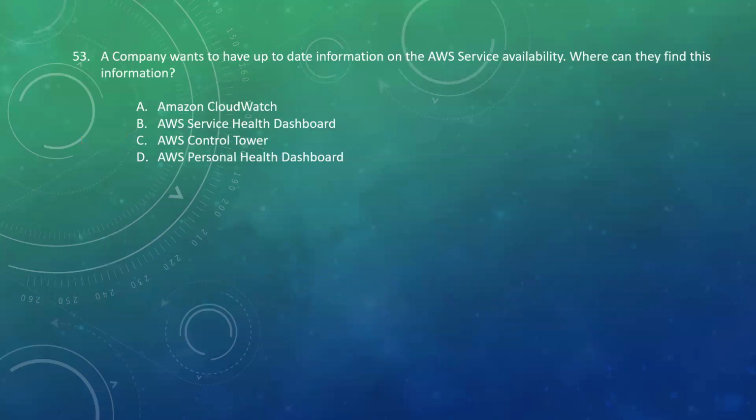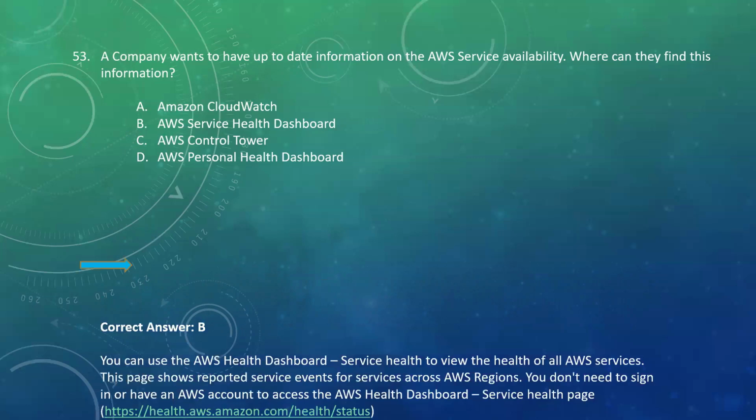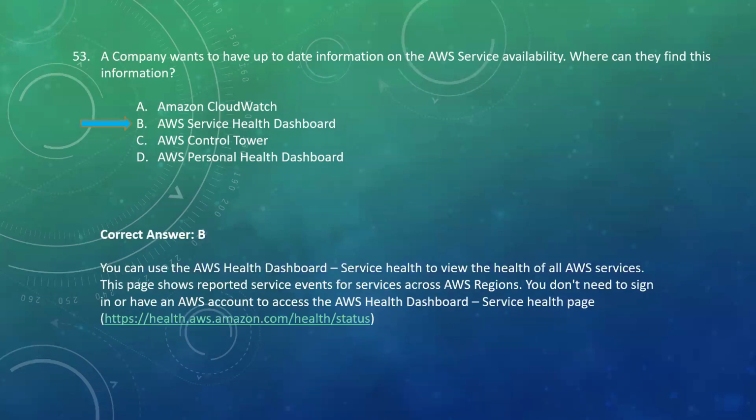Moving on to the next question. A company wants to have up-to-date information on the AWS service availability. Where can they find this information? Your options are Amazon CloudWatch, AWS Service Health Dashboard, AWS Control Tower, AWS Personal Health Dashboard. The correct answer is option B, AWS Service Health Dashboard.